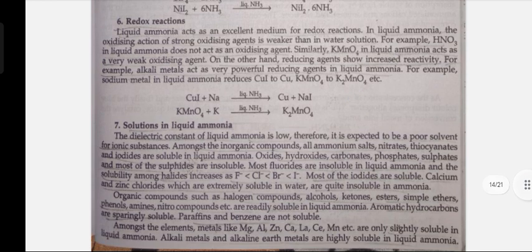The sixth type of reactions are redox reactions. Liquid ammonia can act as an excellent medium for redox reactions. In liquid ammonia, the oxidizing action of the strong oxidizing agents is weaker than in water solution. For example, nitric acid in liquid ammonia does not act as an oxidizing agent. Similarly, KMnO4 in liquid ammonia can act as a very weak oxidizing agent.